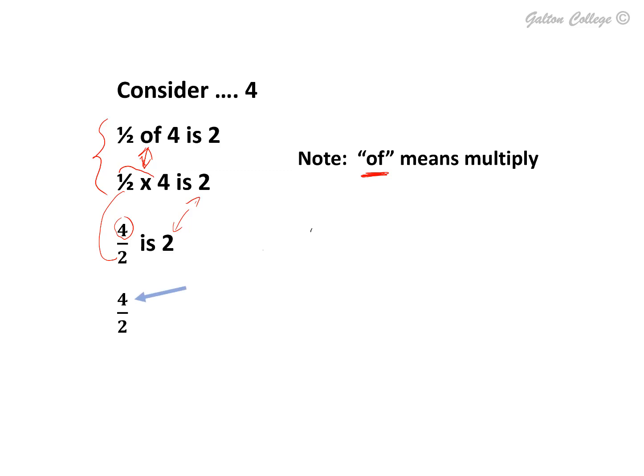We take 4 over 2. The top part we call the numerator. In a fraction, the top part is the numerator. So always remember, the top part of a fraction is called the numerator. The bottom part is called the denominator. So the denominator comes under the line.